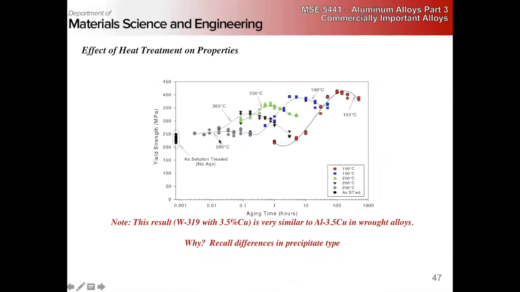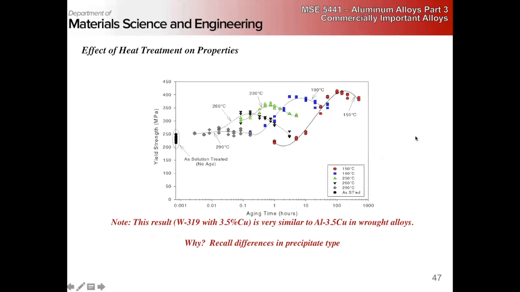All right? And what's interesting, this is a good exam question. If we look at the yield strength as a function of aging time for different aging temperatures, we see very different behavior. The question is why, right? And it's really differences in the precipitation type, the precipitation sequence, right? Where are these aging temperatures relative to the GP zone solvus temperature?